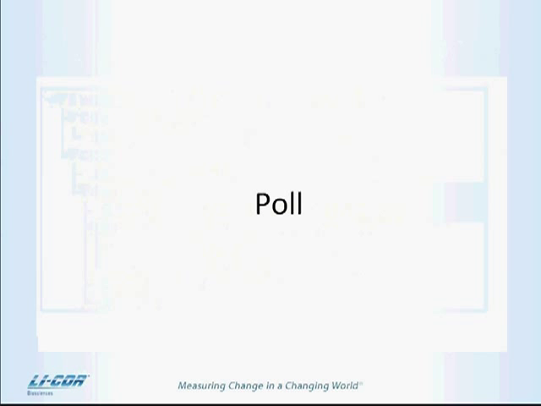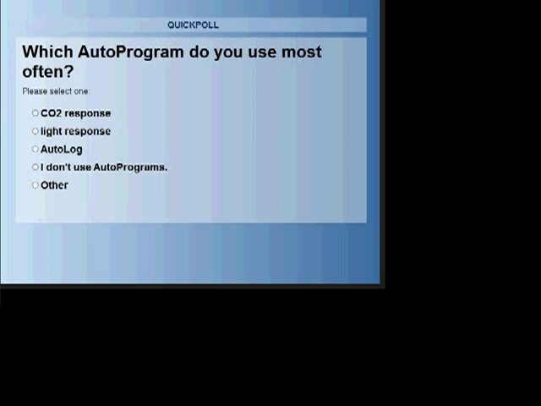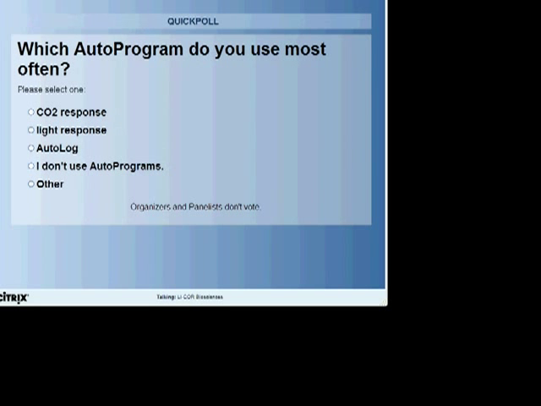But first, before we do that, while I get myself all set up again, I think we have another poll. All right, Elizabeth. The question this time is, which auto program do you use most often? The answers are CO2 response, light response, auto log, or I don't use auto programs. And there's also an option for other if you use something else. So go ahead and click the radio button next to your response, and we'll give everyone just a few moments.